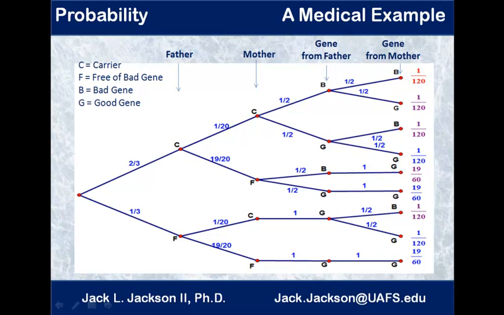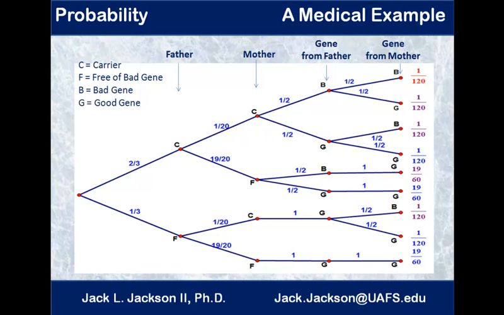Well, if we make a tree here, this is going to be a 4-stage tree. The first stage is going to decide whether the father is a carrier or is free of the disease. Same way for the mother for the second stage. Then once we've decided that, we can go on to decide what gene the child will get from the father and what gene from the mother. So C is going to stand for carrier, F is free of the bad gene, B is a bad gene, G is a good gene. We're just going to keep track of what's what at each level.